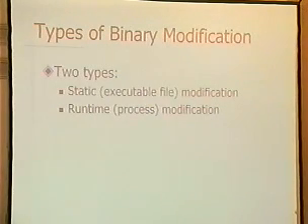So there are actually two basic types of binary modification which I'm going to be talking about today. One is static or executable file modification. So that's when you modify the executable in its on-disk file form. And there's also runtime or process modification, which is quite interesting, where you actually modify the program in its running memory image. So while the program is running, you modify it.